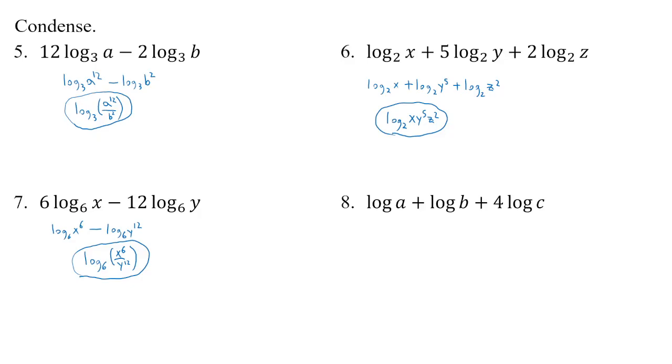On number 8, again, we must first use property 3 to change all coefficients into exponents. Therefore, this becomes log c to the 4th. And finally, we're going to use the first property to write this as 1 log. Therefore, this is log of a, b, c to the 4th. And this is your solution.